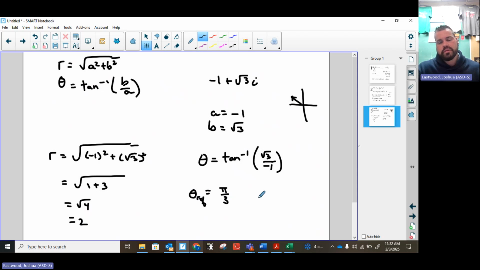And that's just from our special angles, or our special triangles. But we're in the second quadrant. So now the reference angle has to then be translated into the angle in the second quadrant, which is 2 pi over 3. So that's how you get there.